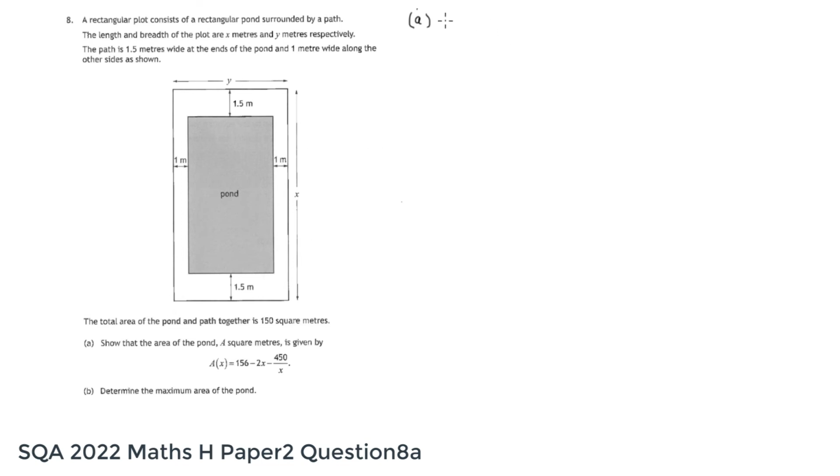So the breadth, first of all, breadth of pond, and we do the best from the diagram. So this side of the plot is y, all in meters, y meters. These two path widths are 1 meter each. That's 2 meters. So to get this breadth of the pond, we'll take y meters and subtract 2 meters from it.